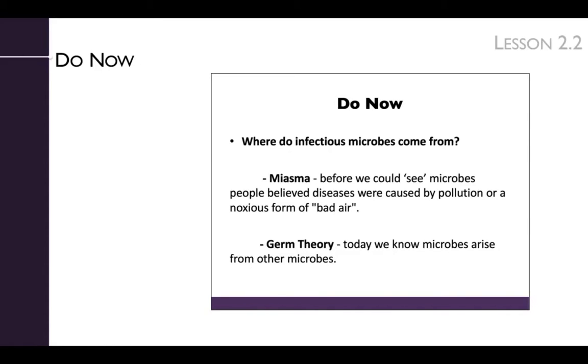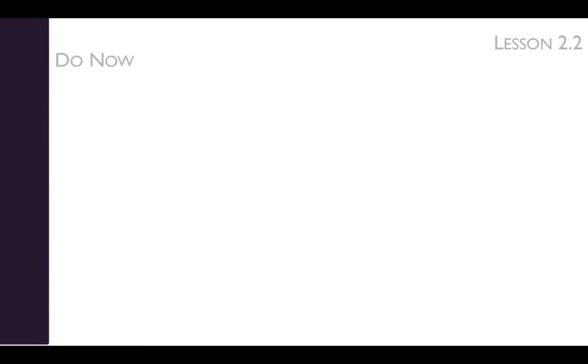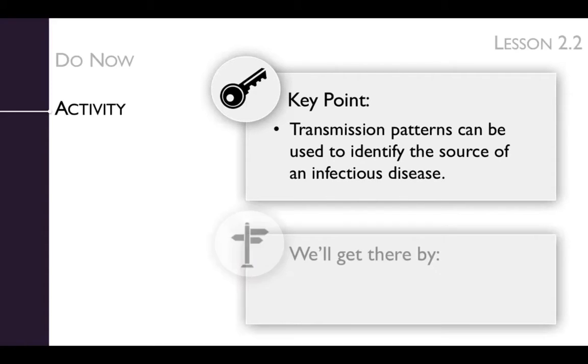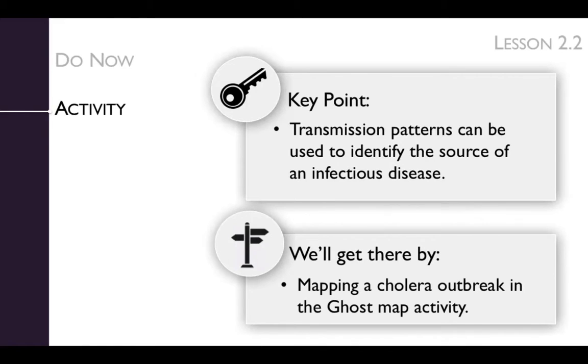Before microbes were discovered, people believed that infectious disease was caused by poor morals or bad air. Today we know that infectious microbes come from other microbes. This is called germ theory. The key point of the activity is that transmission patterns can be used to identify the source of an infectious disease. We'll get there by mapping a cholera outbreak in the ghost map activity.